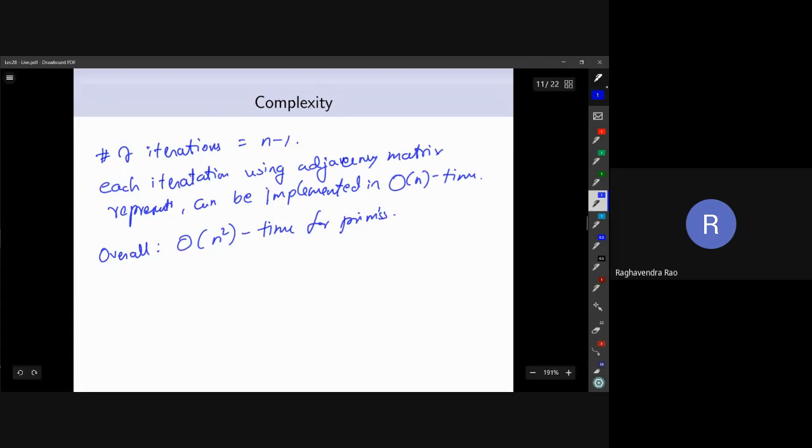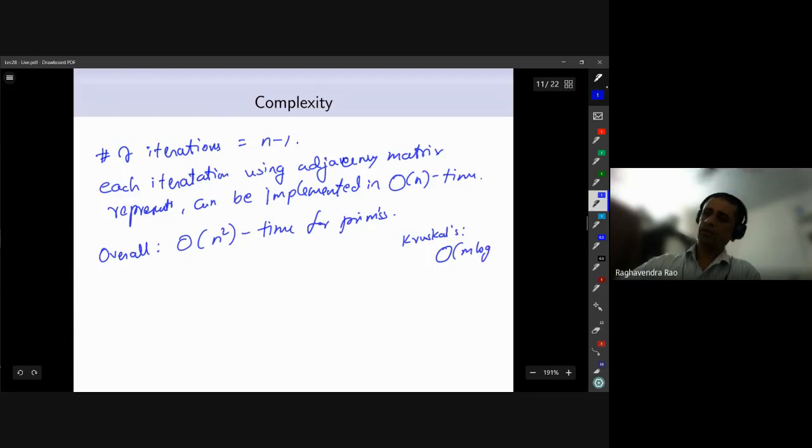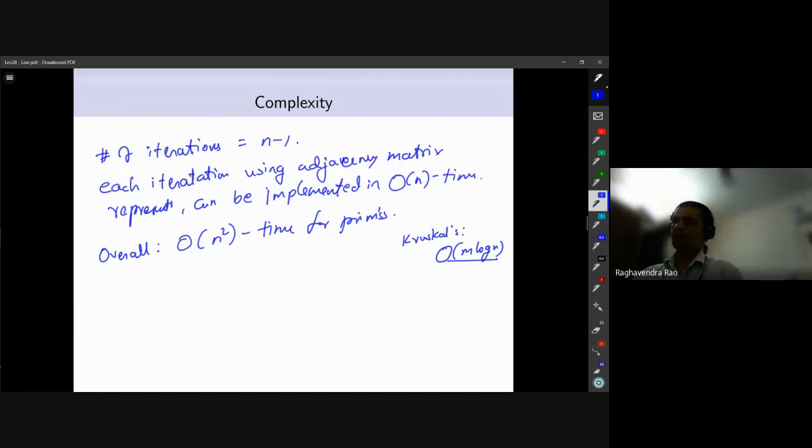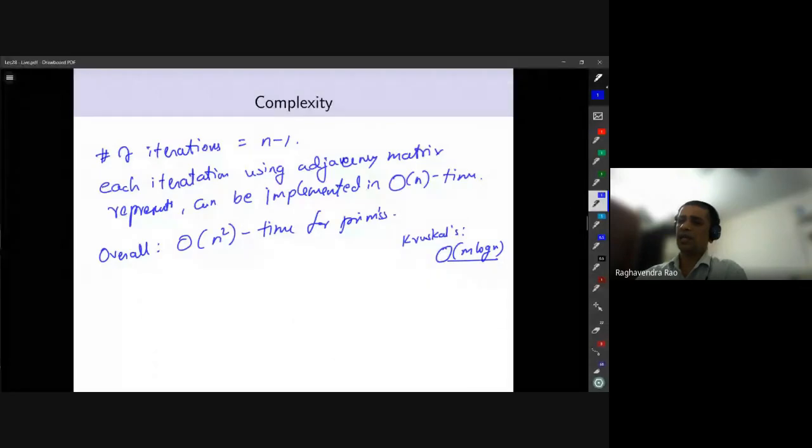Whereas Kruskal's was order of m log n. So in particular, if m is significantly smaller than n square, Kruskal's becomes a faster procedure. So this seems to be a bottleneck for Prim's if we use this implementation. However, it turns out that you can actually achieve better. You can match Kruskal's bound.